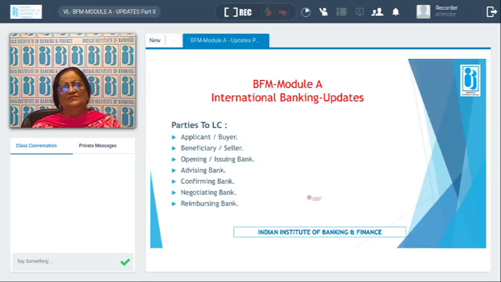We come to the fourth bank, that is the confirming bank. Now, confirmation of LC does not always take place. It may be done sometimes. Now, why is the LC being opened? Because the beneficiary needs some assurance that the payment should be made for the goods which he is exporting. And that is why the applicant's banker is opening the LC.